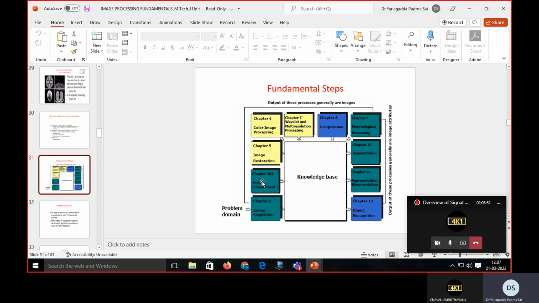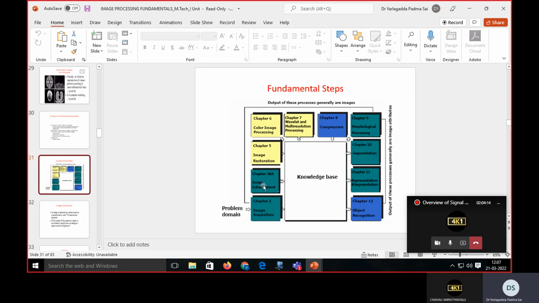What is meant by pixel? Actually, an image is represented in two dimensions. When you want to describe any two-dimensional object, we require a matrix. Okay, so you studied matrix. What we call a matrix element there, here we call a pixel.